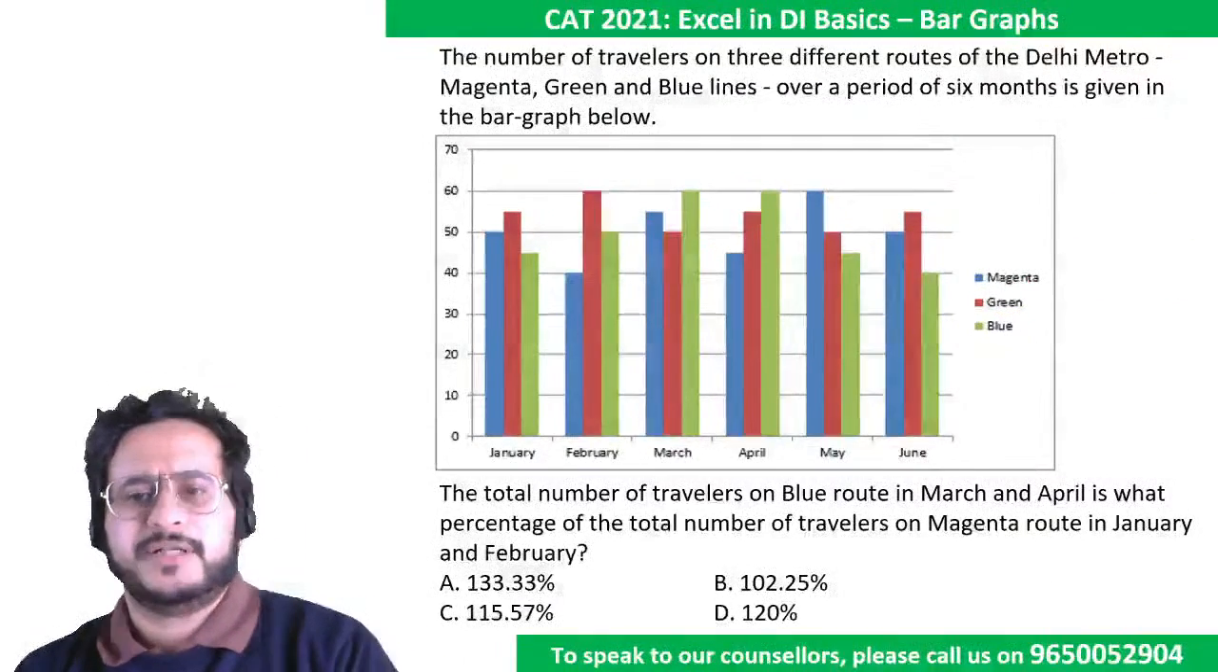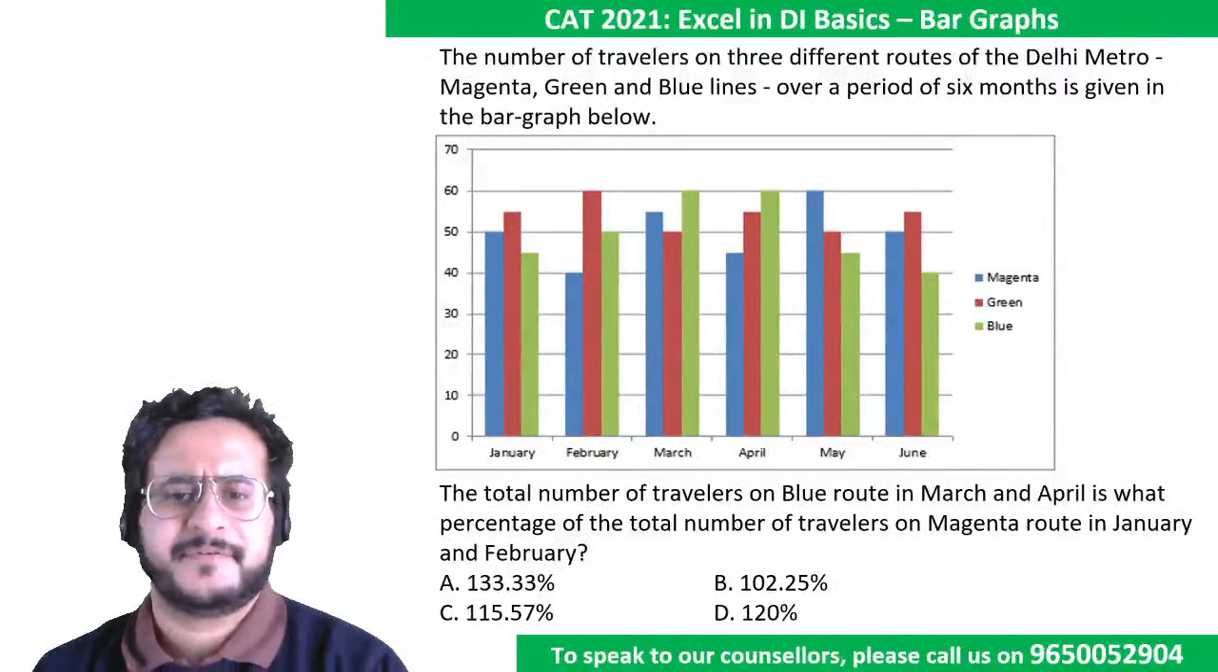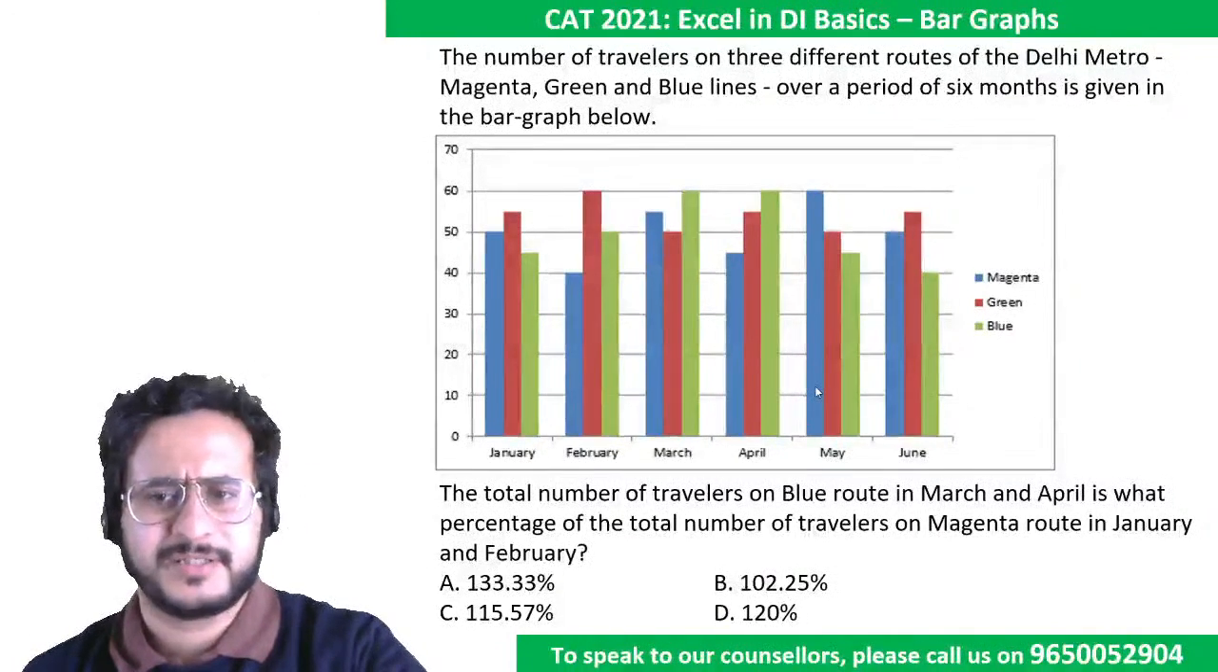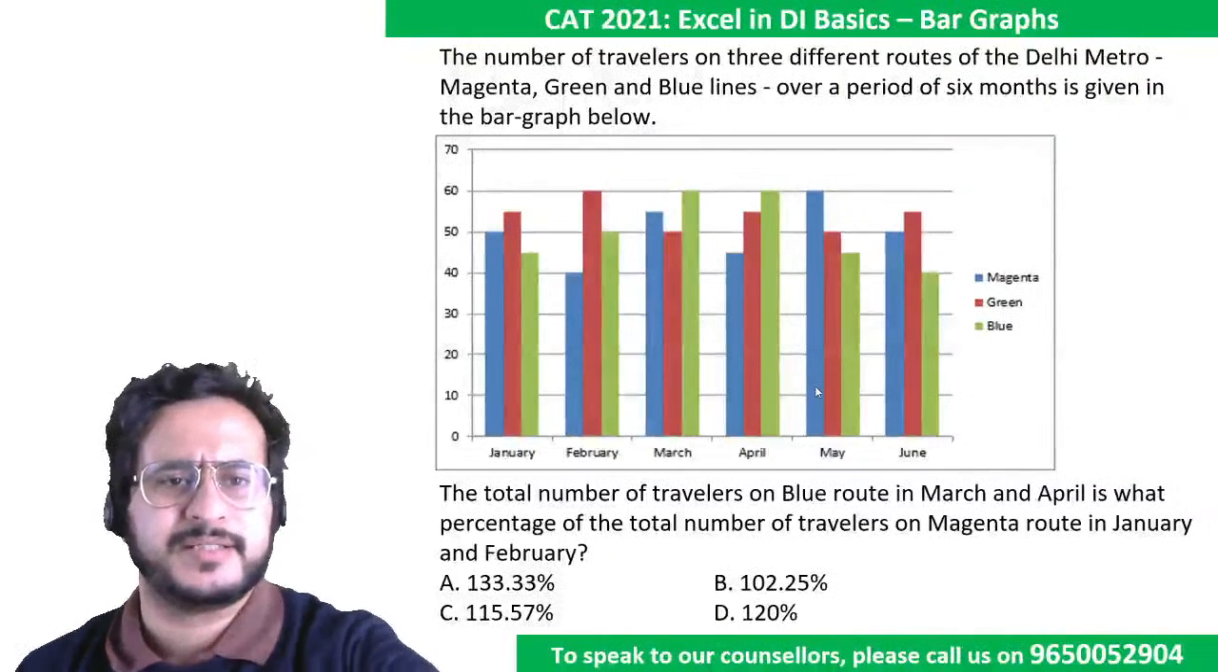All right. The total number of travelers on the blue route in March and April is what percentage of the total number of travelers on the magenta route in January and February? This is a very simple question. You have the values there. Read the values and calculate the answer.